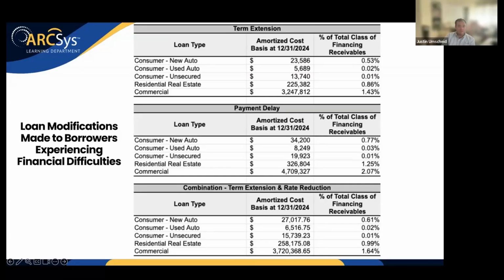Then we have payment delay. Same sort of thing here. We've got our different pools, the amortized cost basis at year end, and then the percent of the total class. And then lastly, term extension and rate reduction. Now, these are just examples, right? My list has 15 different possibilities of modification types. Generally, you're not going to be making that many different modification types throughout a year, but it is possible that you could have to do this 15 different ways if you're making a lot of different types of modifications.